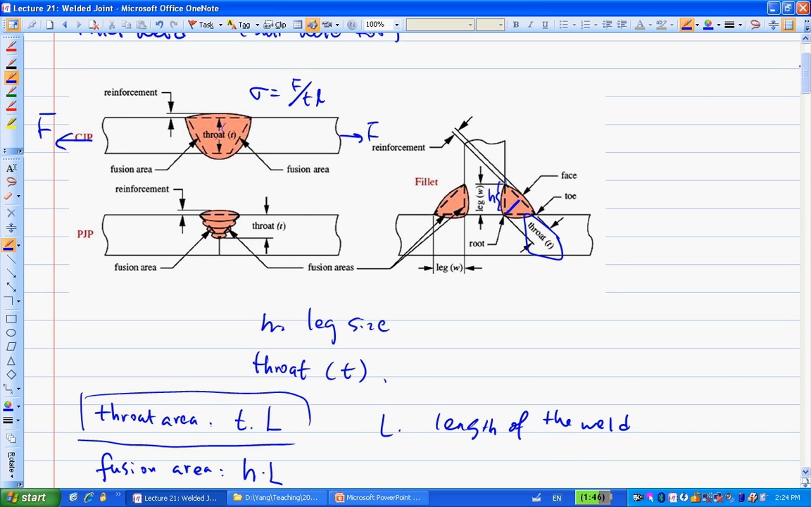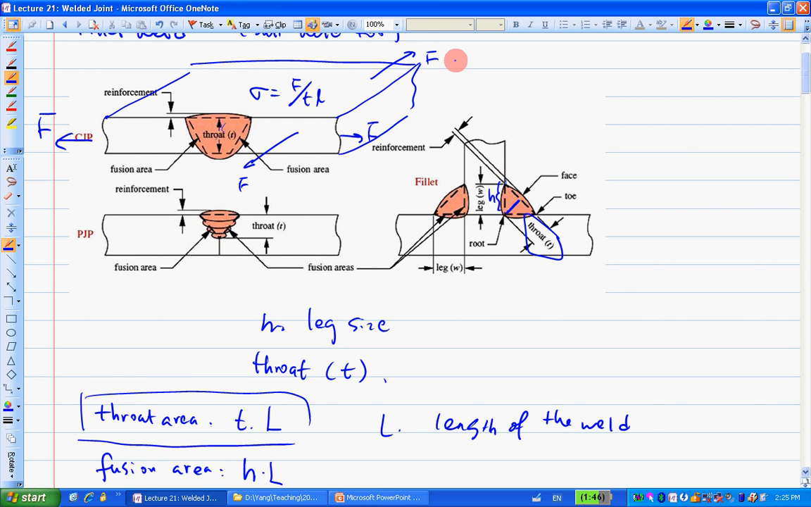Now, if the force is applied in a different direction, maybe this is a plate. Maybe it's a plate like this. So maybe the force is actually applied in this way. Maybe the force is applied this way.